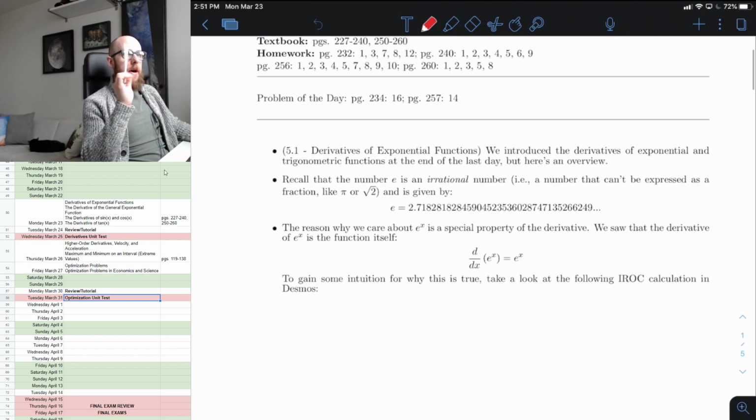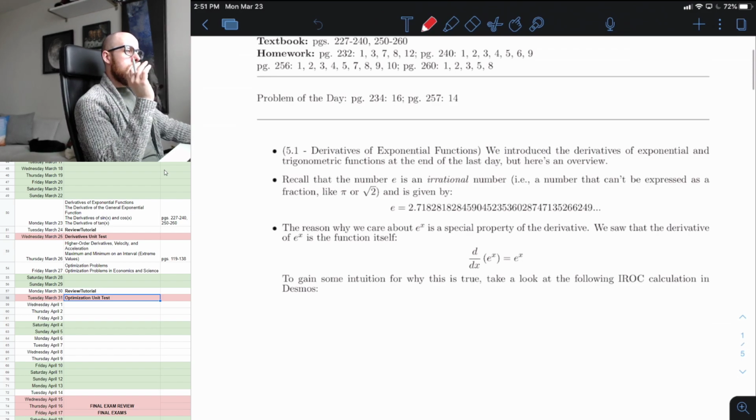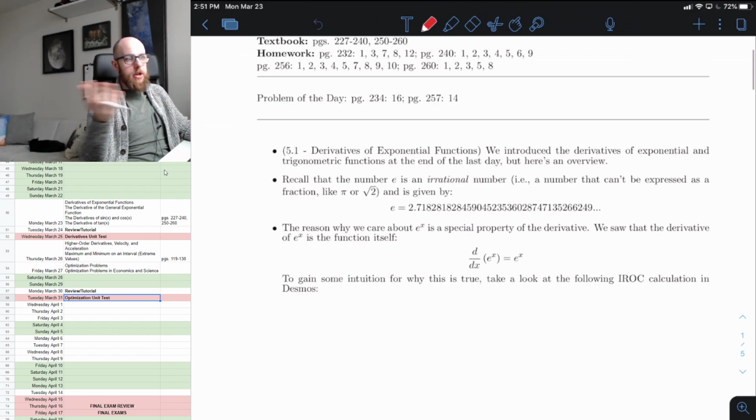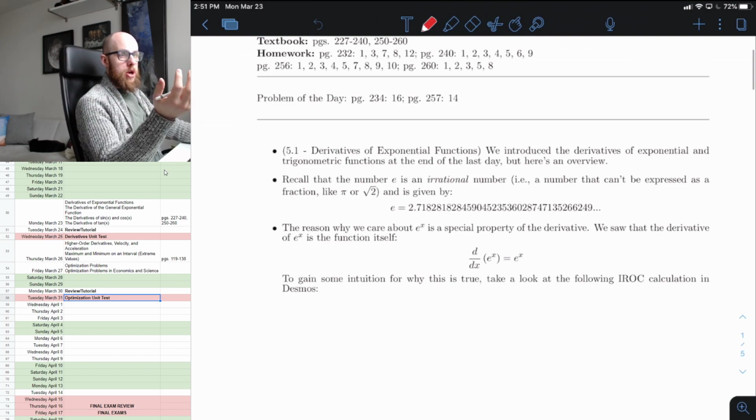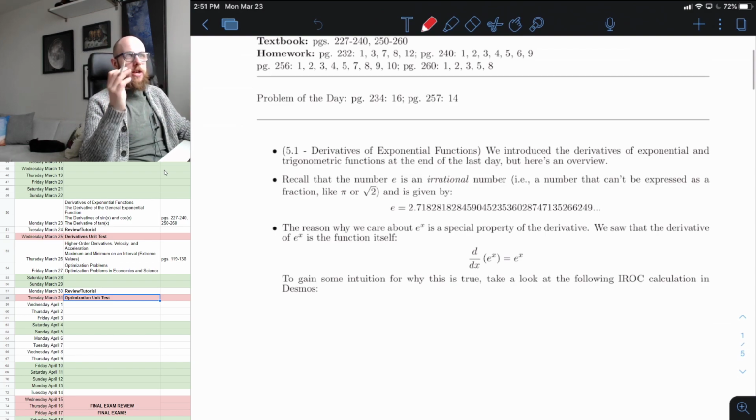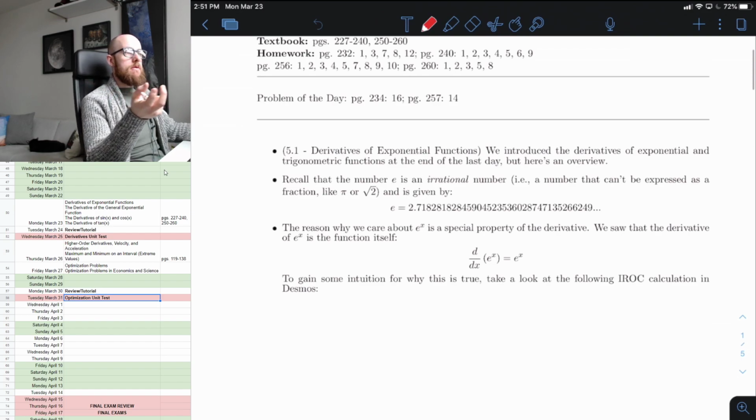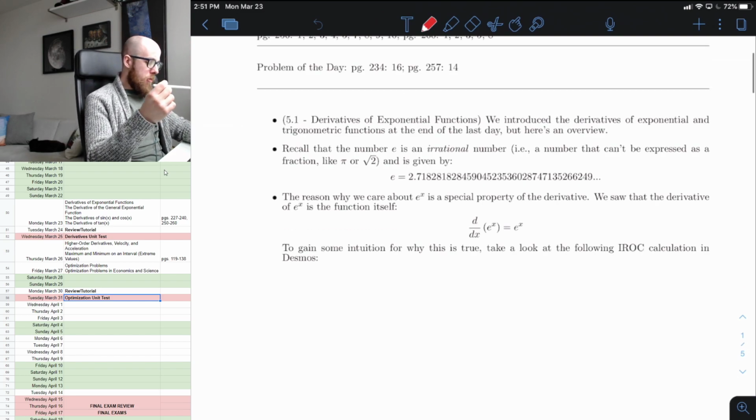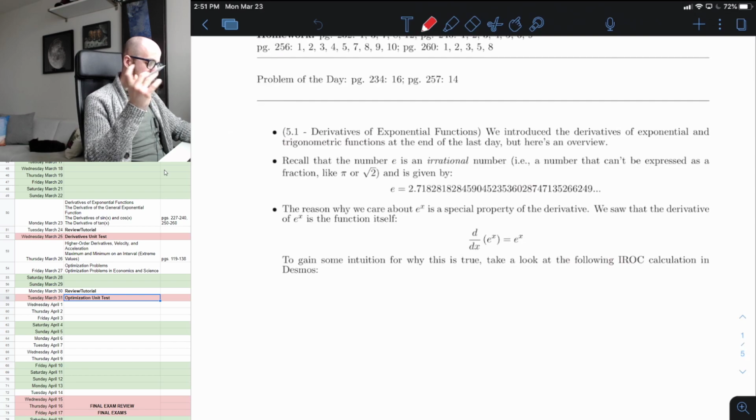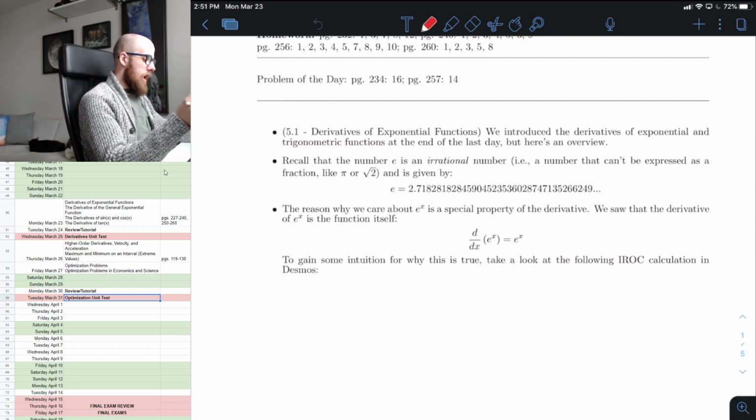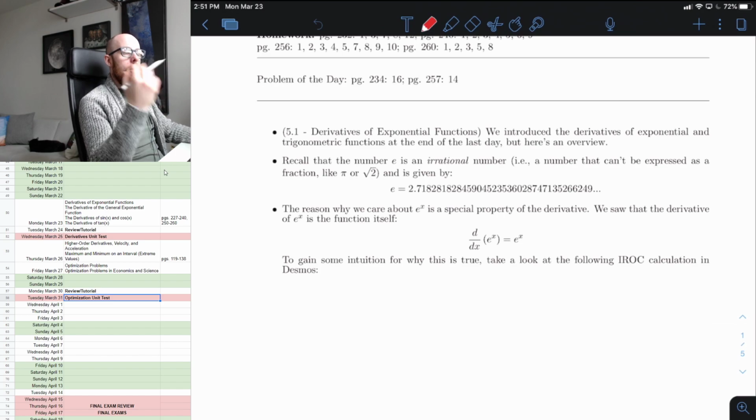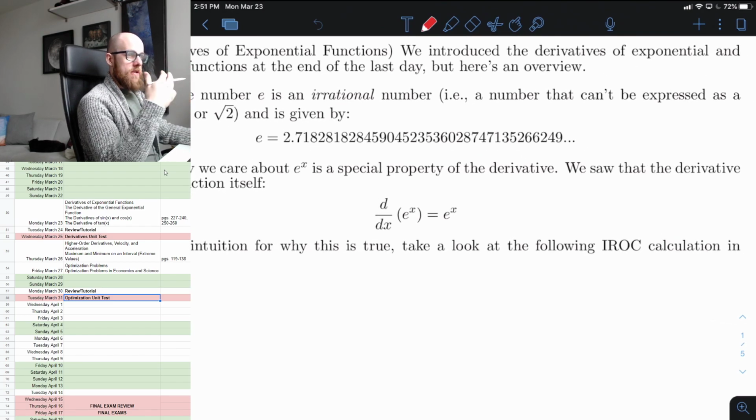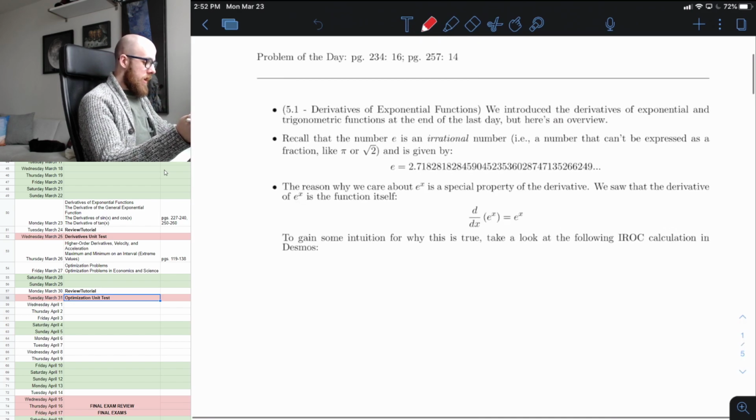So again, recall that we introduced e, and e was a special number, right? Just like pi. So e is an irrational number, meaning it can't be expressed as a fraction. So it's similar to something like pi or the square root of 2. So I put e down here. So there's e. And the reason why we care about e, or specifically the exponential function e to the x, is that when we take the derivative of e to the x, we just get that function back again. So it's a really interesting derivative, because the derivative of the function is the function itself.